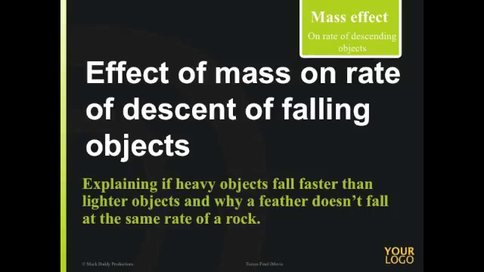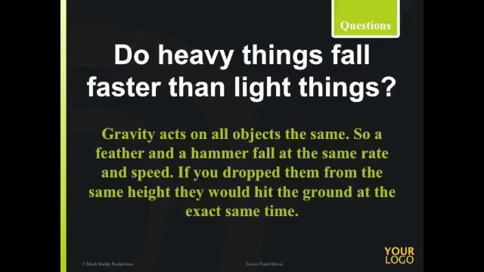Effect of mass on rate of descent of falling objects. Explaining if heavy objects fall faster than lighter objects and why a feather doesn't fall at the same rate as a rock. Do heavy things fall faster than light things? No, they don't. Gravity acts on all objects the same, so a feather and a hammer fall at the same rate and speed. If you dropped them at the same height, they would hit the ground at the exact same time.